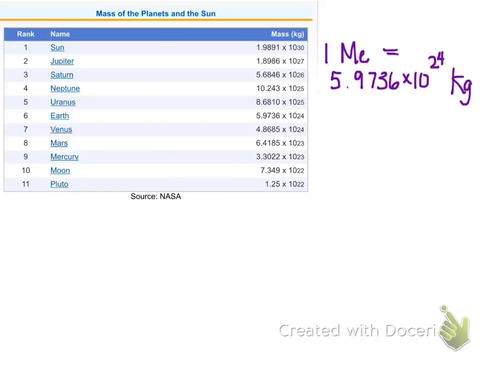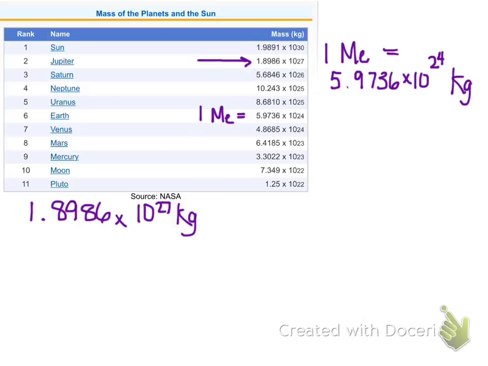All right, so let's look at a couple examples where I'm going to convert some of these other masses from kilograms into MEs. So let's look at one of the planets. Let's look at Jupiter and convert Jupiter's mass from kilograms into MEs. Okay, so the Earth is 1 ME. That's the definition of an ME, right? So what I want to do is start with Jupiter's mass. So here it is, 1.8986 times 10 to the 27th kilograms.